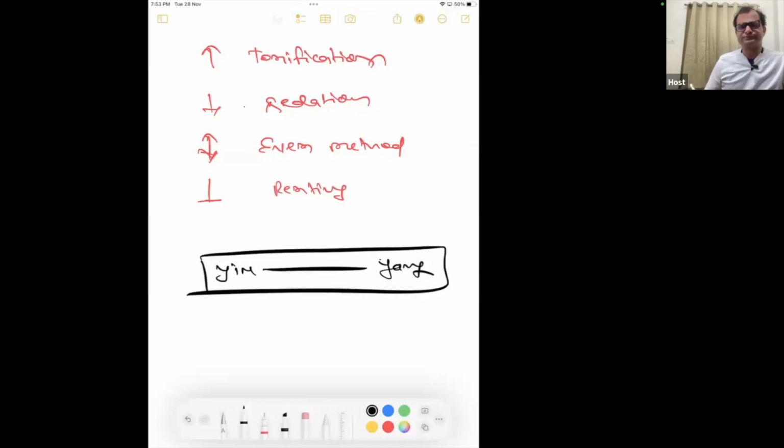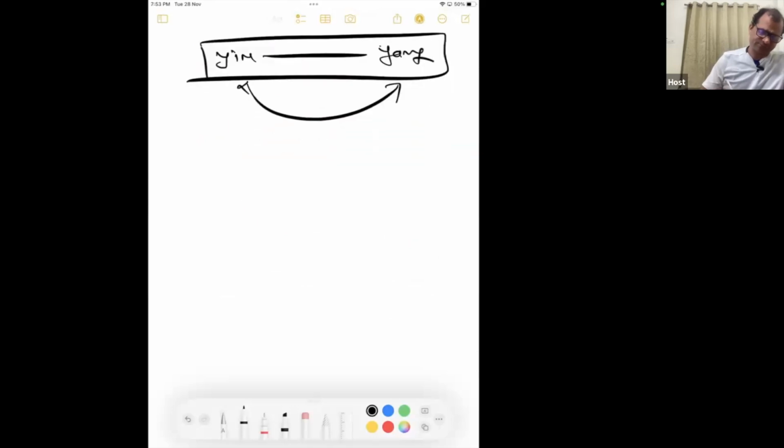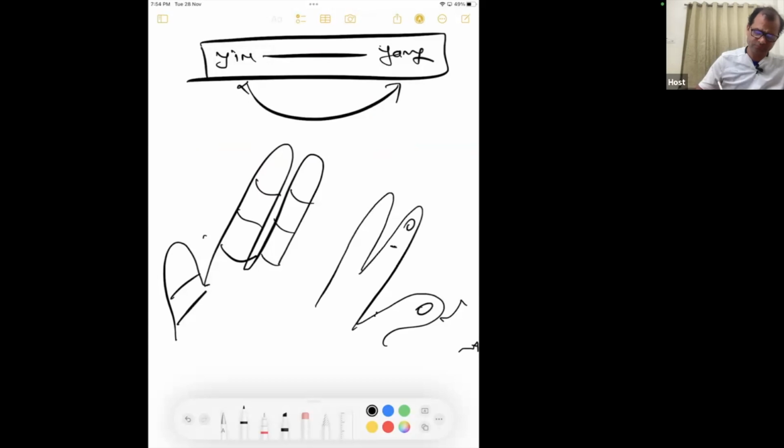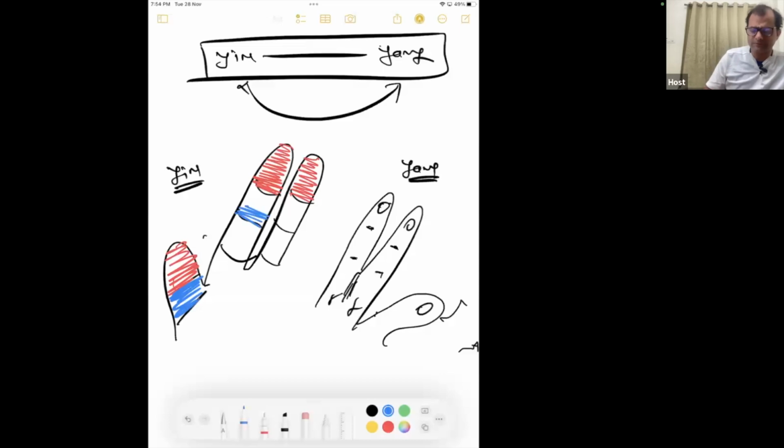Yin and yang are complementary. Yin and yang are opposite. They are always balancing each other. So if we talk about the fingers, अगर हम finger की बात करें, so if we see the yin side of the finger, अगर हम finger का yin side देखें, and we see the yang side of the finger, so this is the yin side of the finger, and this is the yang side of the finger. Just I told you, the upper is yang, and lower is yin. Okay, this is the concept what we have discussed.